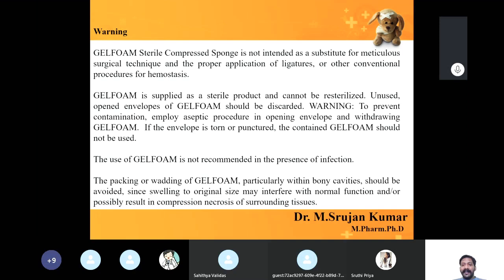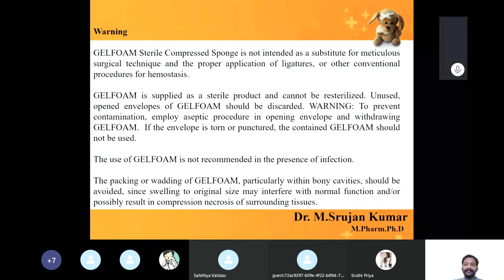be discarded. Warning again: to prevent contamination, employ aseptic procedure in opening envelope and withdrawing gel foam. In order to prevent contamination, always ensure that a sterile technique is habitually followed. Use sterile and aseptic procedures to open the envelope and to withdraw the gel foam from the packet. We have already discussed this. If the envelope is torn or punctured, the contained gel foam should not be used.